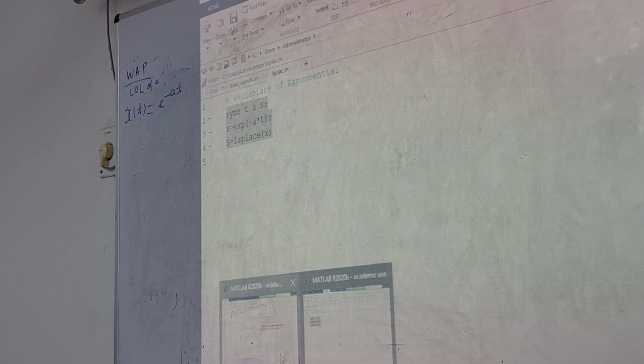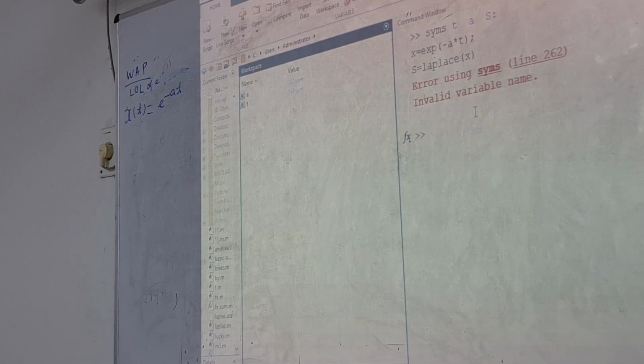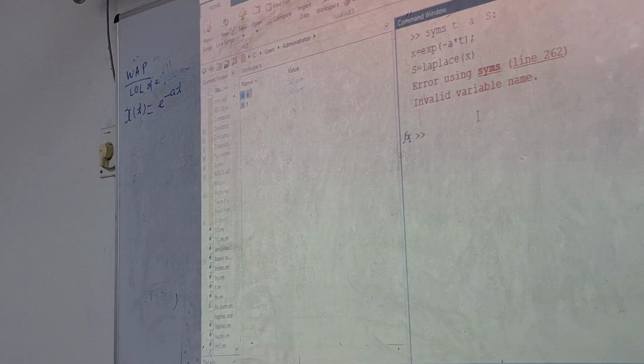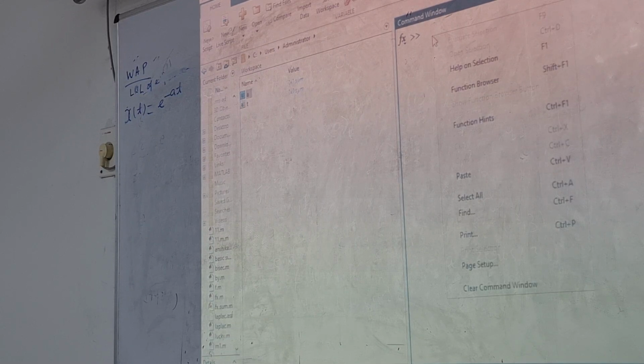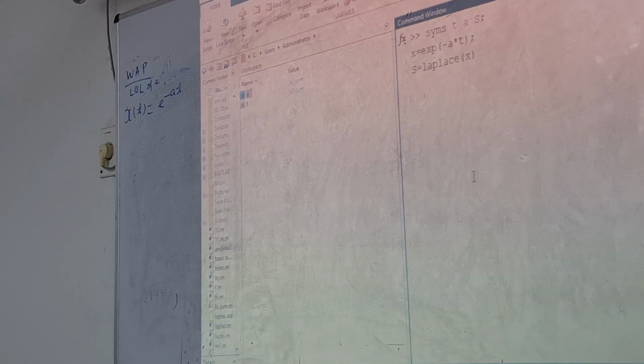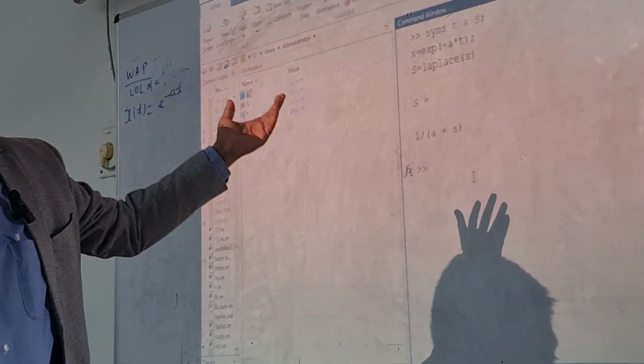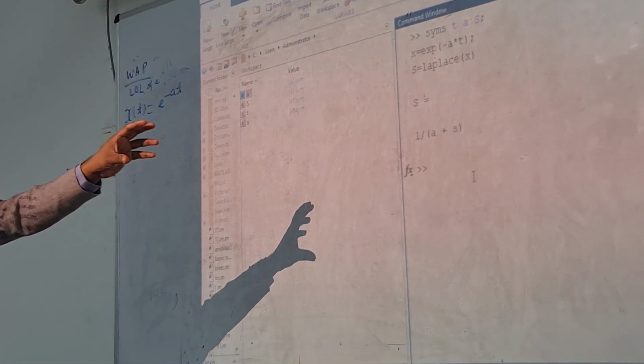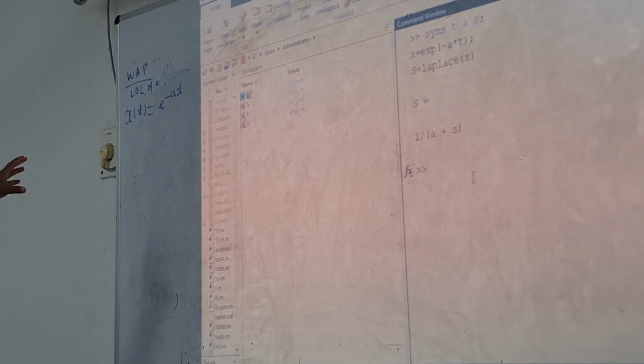Again there is some syntax error. You have repeated the command CLC, and then put this command in the command window, run it and find out the result. It is the standard result of the Laplace transform. There is some error in typing the code, that's why there is a typo, a syntax error.